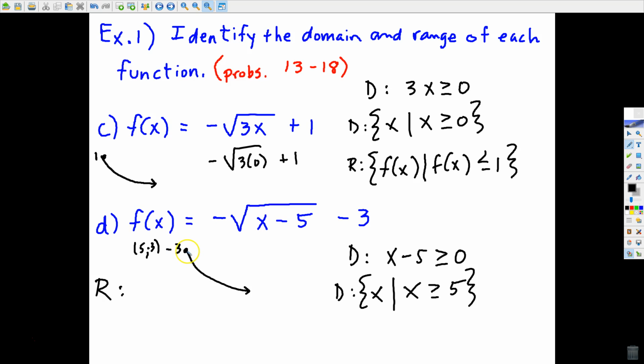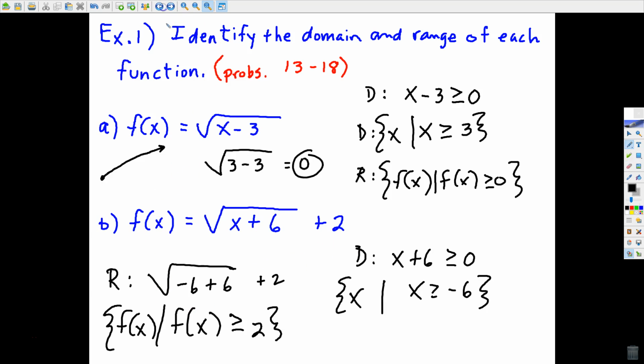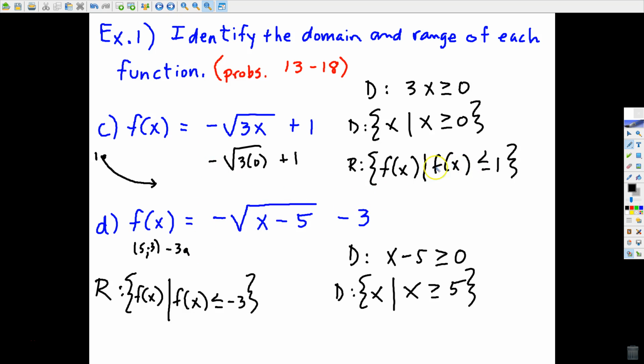So negative 3 is what we base the range on, but notice because it's flipped, we're going to keep getting less and less as the graph moves to the right. So the range will be f of x such that f of x is less than or equal to negative 3. I hope you see the difference, especially the range, when it comes to positive A. You see how the range will be greater than a certain number. With negative A, the range will be less than or equal to a certain number.